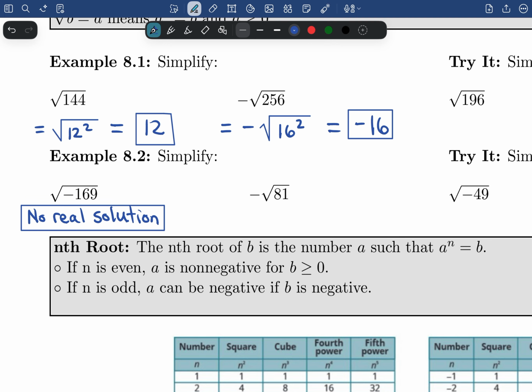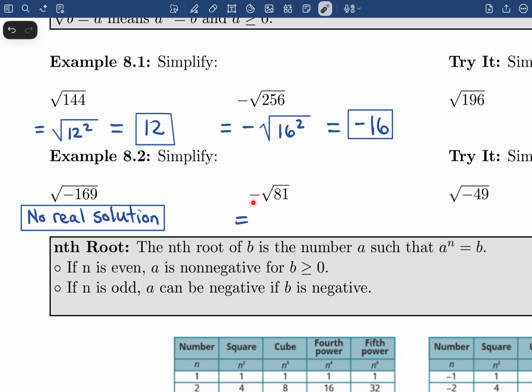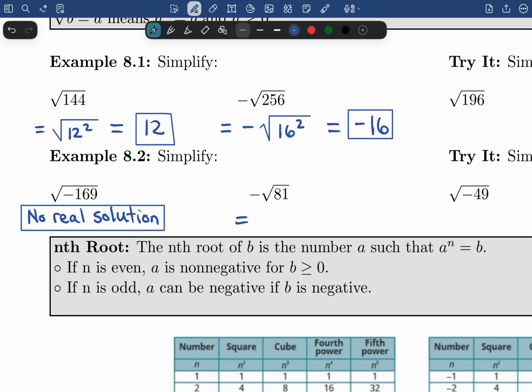Cool. Moving on to this next option, it says the negative square root of 81. Now, in this case, the negative is in front of the square root. Awesome. So we're just going to answer this as the negative of the square root of 9 squared. Okay, so 81 is 9 squared. The square root of 9 squared is just 9, but I had the negative in front, so this is my answer.